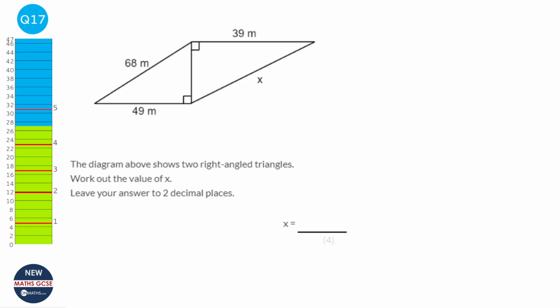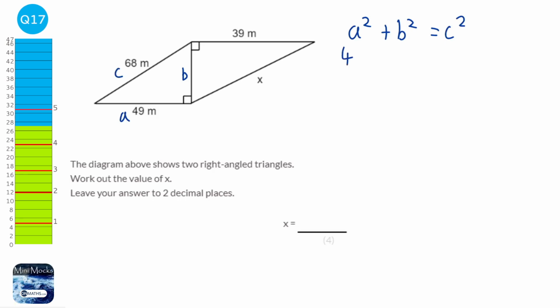We can't work out what x is straight away, but we can find this value here. And we know with Pythagoras we can find a third length if we've got the other two in a right angle triangle. So a squared plus b squared equals c squared. And a and b were labelled. C is always opposite the right angle, so it'd be 49 squared plus b squared equals 68 squared. And 49 squared is 2401.